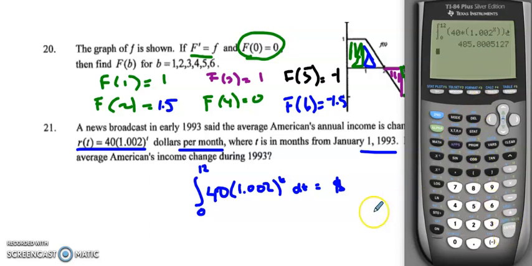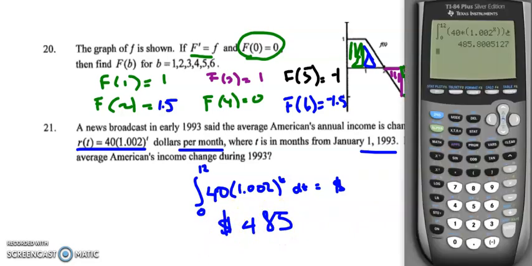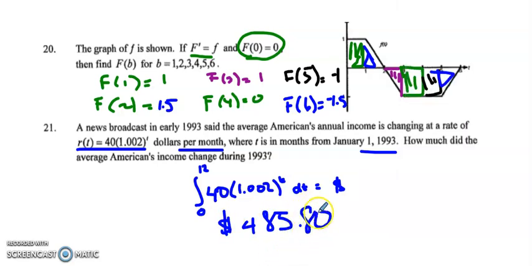So when I get this, I get 485, and I need my 3 decimal places, so let me go back and grab that. $485.801. That's the amount that the average annual income changed during 1993.